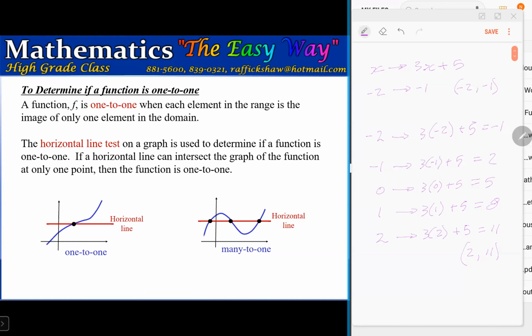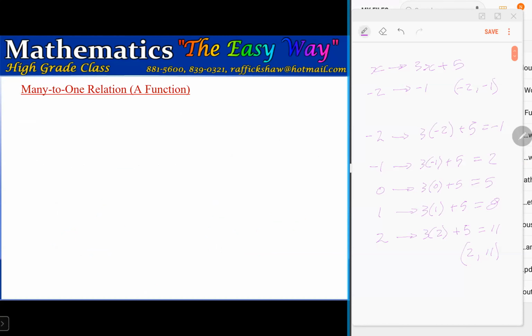All right. So let's look at a many-to-one relation now, which also is a function. And you'll see that once the mapping is to one, it is a function. Once the mapping is to one, it is a function. So whether it's one-to-one or many-to-one, we have a function.